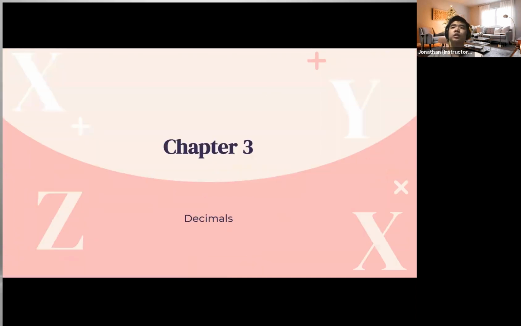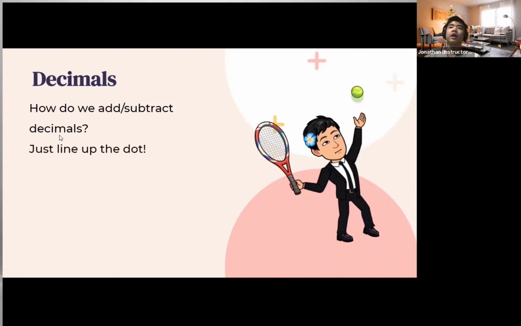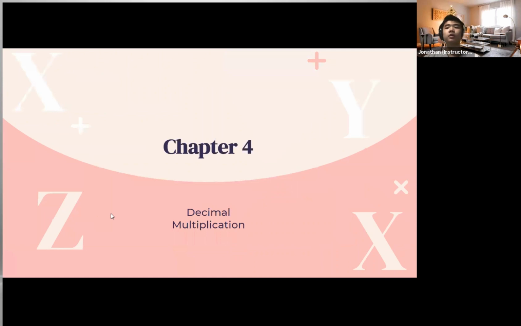And then chapter 3. So we learned mostly decimals, and how we learn decimals is adding and subtracting. Adding and subtracting is super easy. All we need to do is line up the dot. So for example, 0.16 plus 0.016, we line up the dots and then we add. We line up the dots and then we subtract. Okay, simple enough.